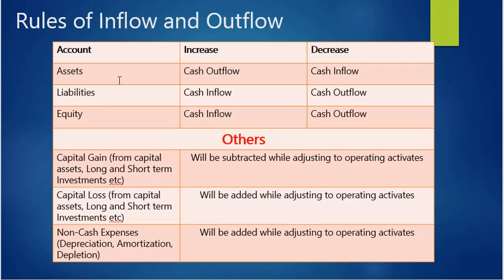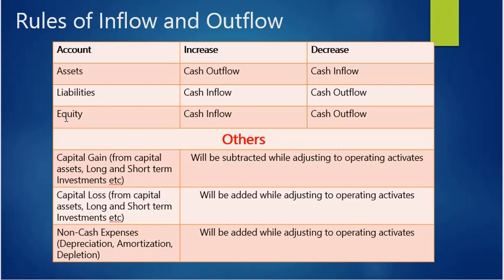Likewise, if the asset is decreasing, then there will be a cash inflow. Let's say we had some inventory available and we just sold that inventory to customers on cash. Obviously if I'm selling, the inventory is going down, and I'm receiving money from the customer, so that would be a source of cash inflow. So if the asset increases, that's a cash outflow, and if the asset decreases, that would be a cash inflow.